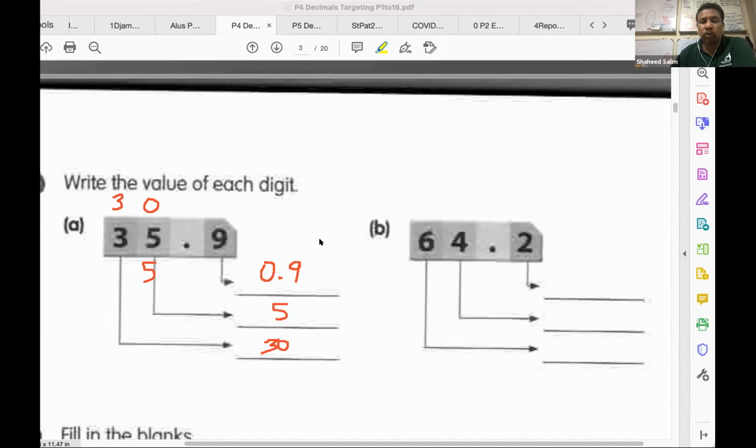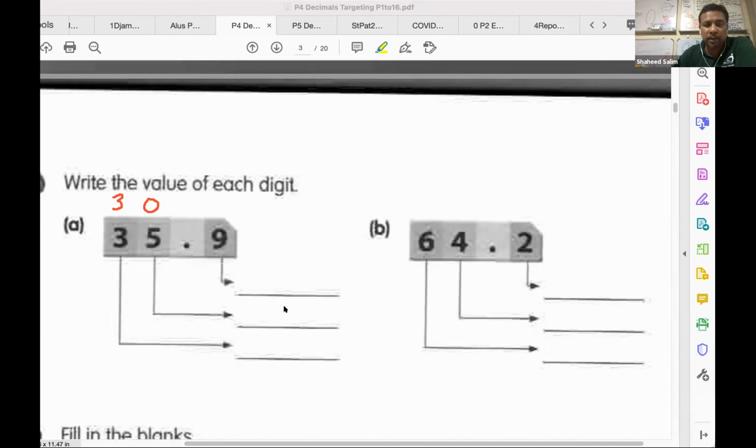So if you add all 3, I'll write it in order so that you can see. This one I write 30. Can you see? This one I write 5. This one I write 0.9. So if I plus them, I get 9 over here, dot over here, 5 over here, 39.5. Can you see now? Just nice. So we try the next one.